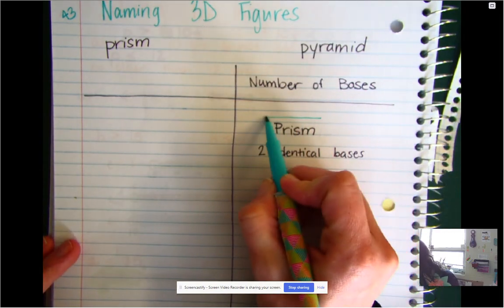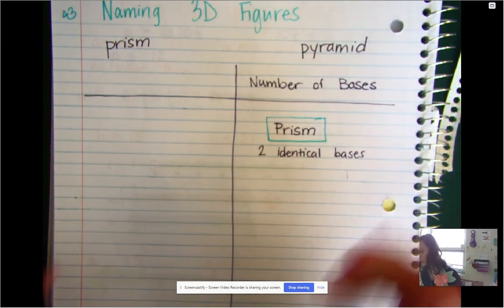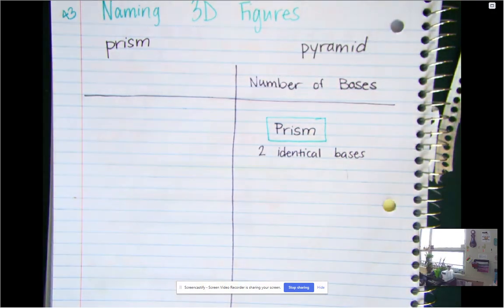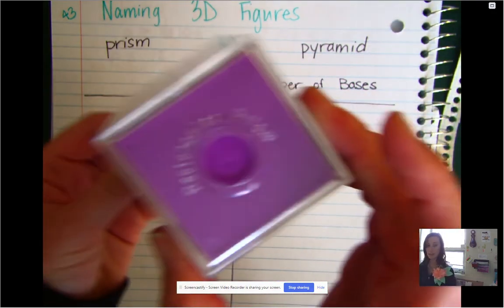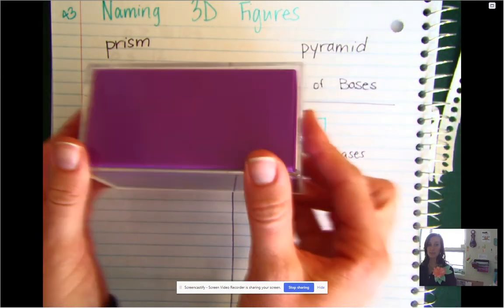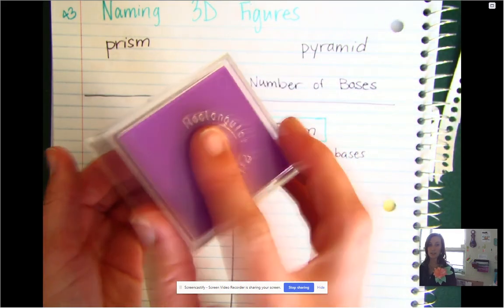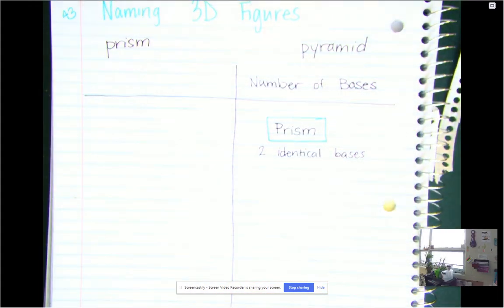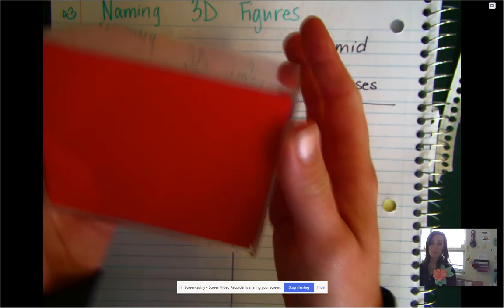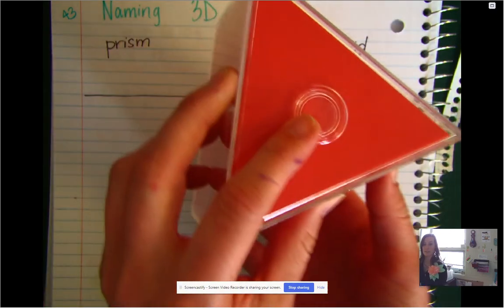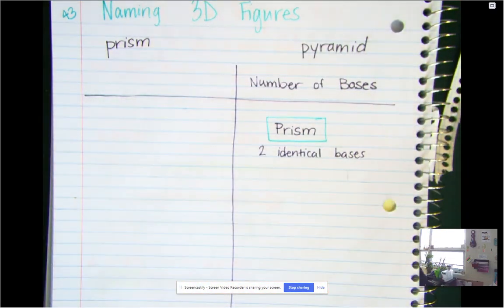So something like this is a prism, and these are the two bases because they're the two identical sides. So this is a prism. This is also a prism. It's a triangle, and these are the two bases, the two identical sides. Okay, so that is a prism.